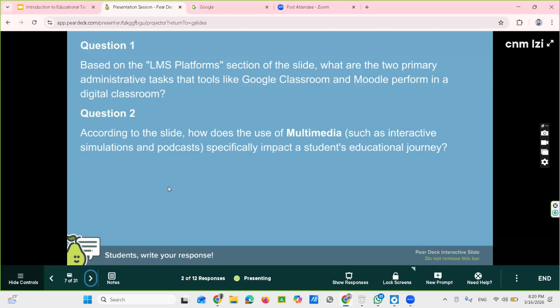Second question, according to the slide, how does the use of multimedia specifically impact the student's educational journey, such as interactive, simultaneous, and podcasts? Right, try to give some answers. Five minutes, I think five minutes is enough for giving answers. Right, from now, you have five minutes.